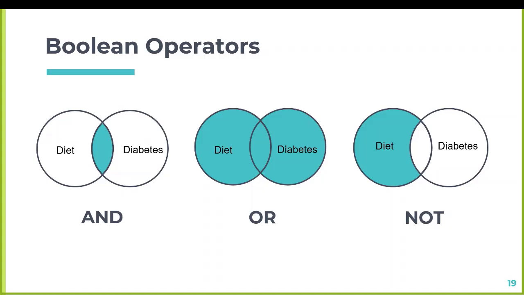Okay, we have a question here. To clarify, would diet *3 return only dieting and dietary or also diet and diets? It would include diet and diets. So it's going to include anything up to 3 characters. So yes, it'll include all of those terms. It's a good question.